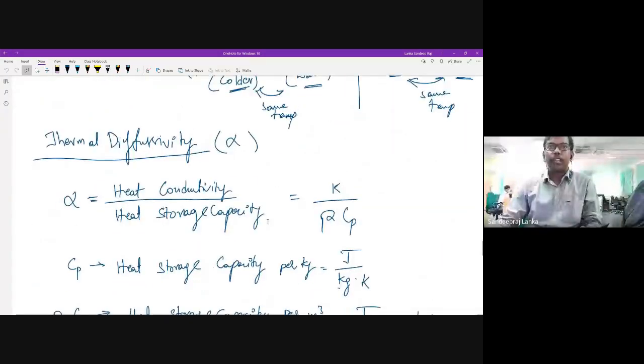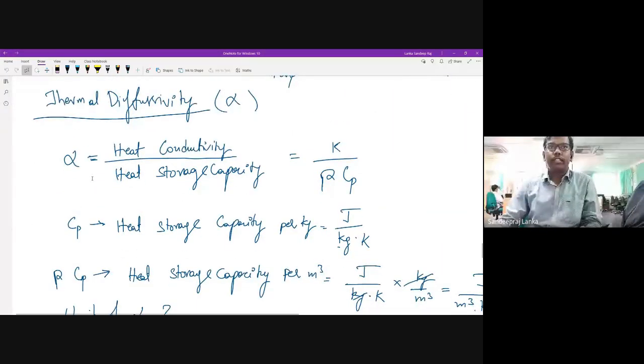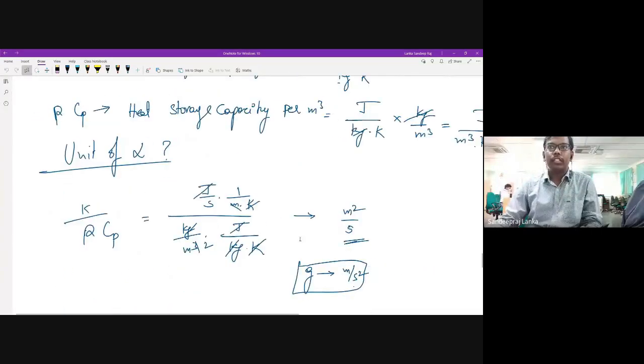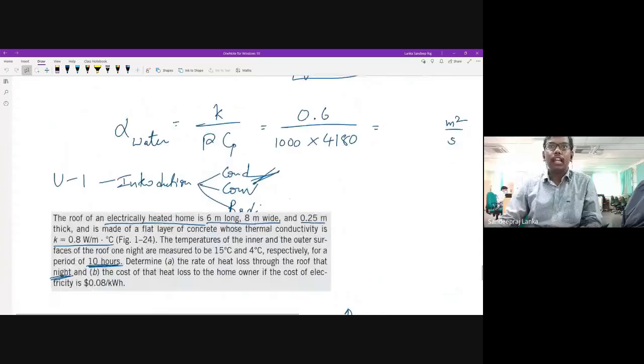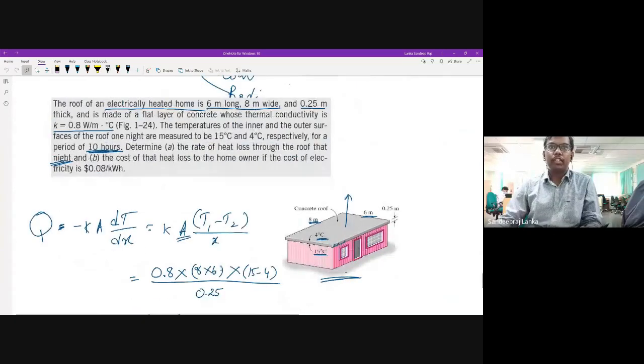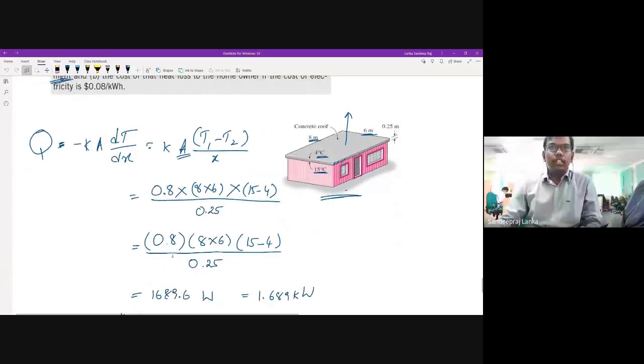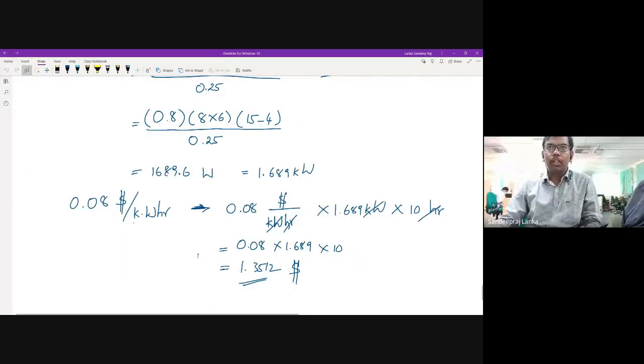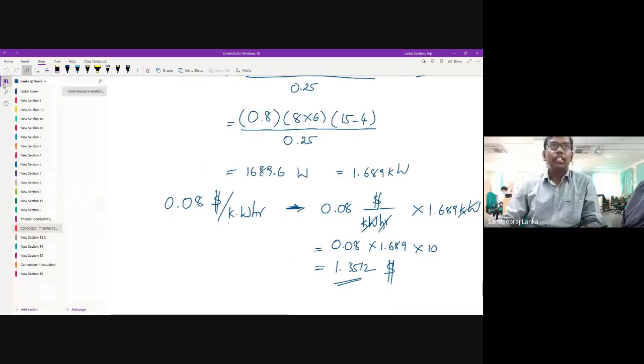And then we have seen what thermal diffusivity is, its definition, its formula, and its unit. We have also solved a problem based on conduction principles, showing how it can be applied to a real-time case, to find the rate or the cost of heat loss that will happen in an electrically heated home. This is what we have seen in the last class.